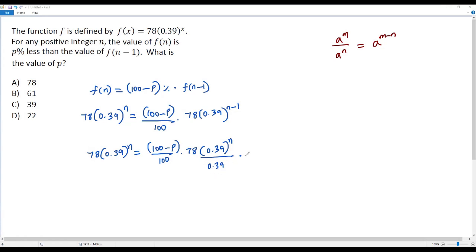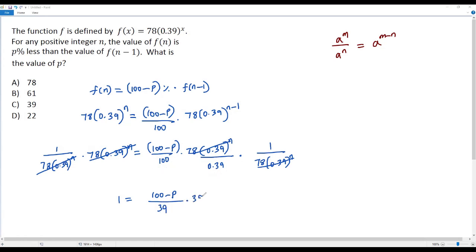Now let me multiply both sides of this equation by 1 over 78 times 0.39 to the nth power. On the left side, this cancels out, and we get 1 on the left side. On the right side, when I multiply this by 1, I get 100 minus p. When I multiply the two denominators, 100 and 0.39, I get 39.